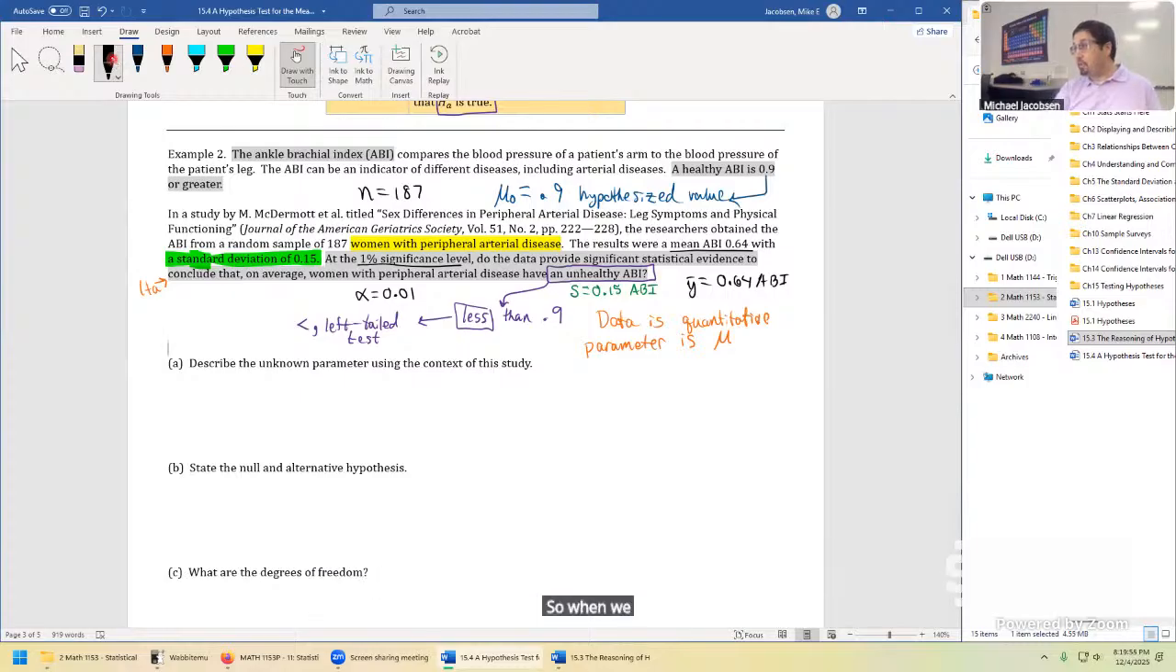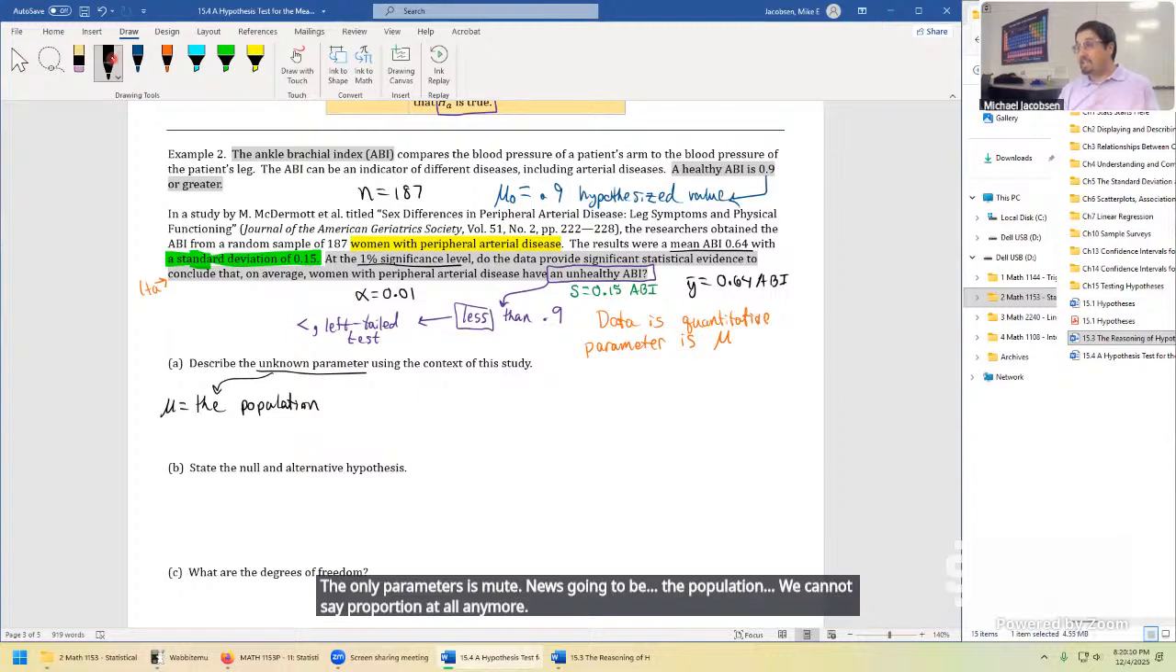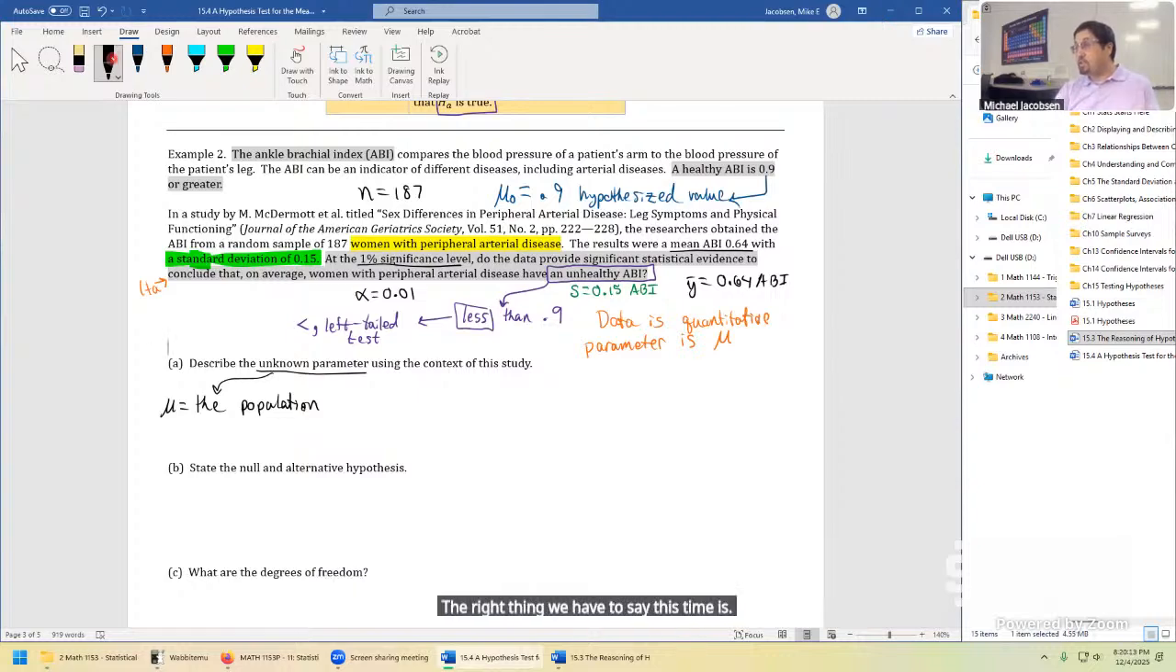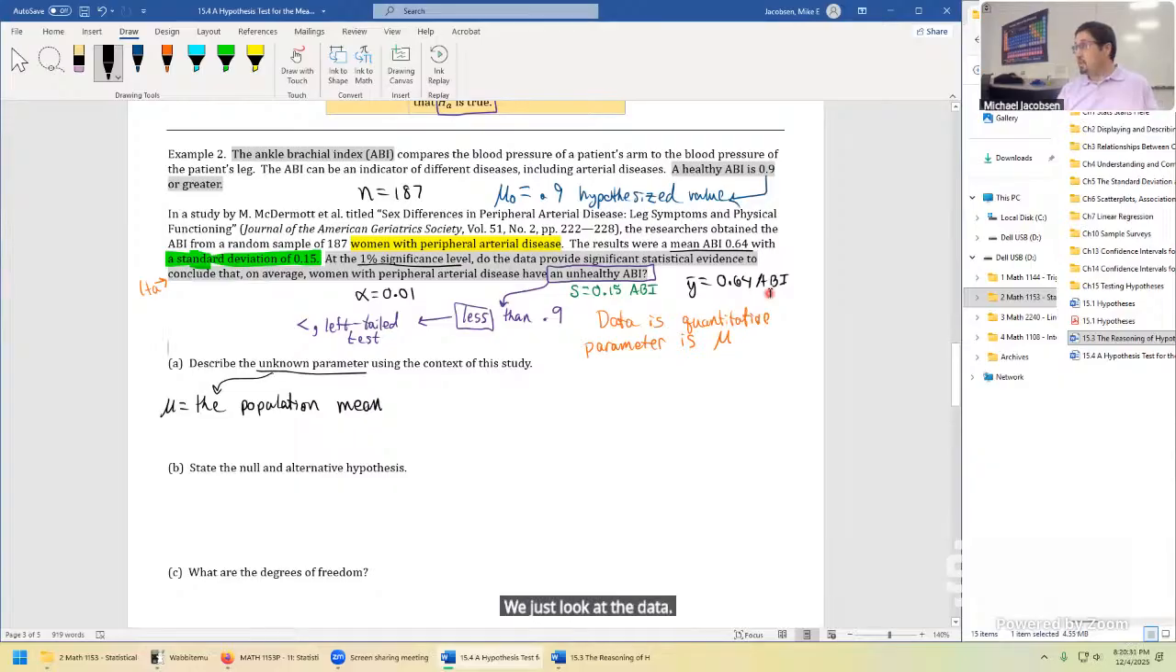So when we go to describe the unknown parameter, the unknown parameter is mu. Mu is going to be the population. We cannot say proportion at all anymore. The right thing we have to say this time is population mean, or you could say average. Then we have to say mean of what? What quantity? Is it points? Is it miles? Is it seconds? Well, we just look at the data. Y bar estimates that parameter mu. It's the average ABI at 0.64 for the 187 women in the sample.